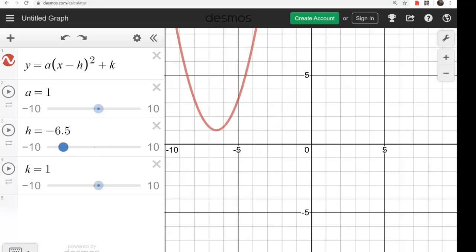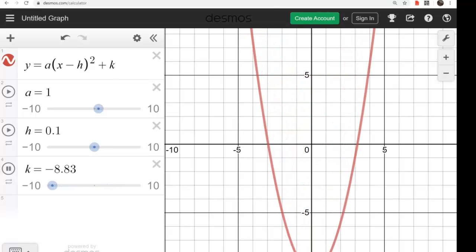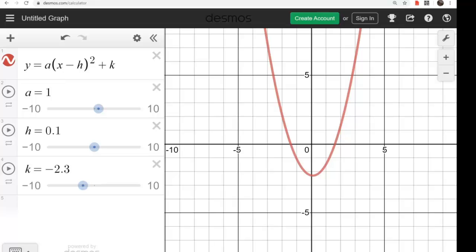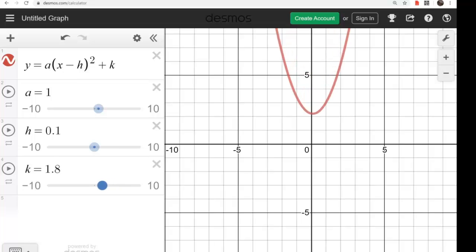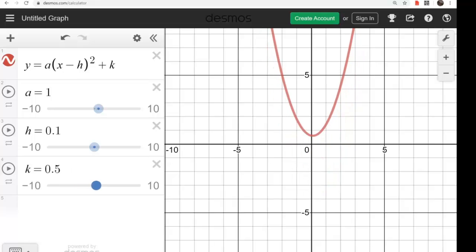Now finally, let's look at the effect of the k slider. Surprised? It really shouldn't be. As k gets bigger, it goes up. As k gets smaller, it goes down. K is 0, or right on the axis, right on the x-axis. So these three parameters mean that I can determine where I want a parabola to be and the shape of it.